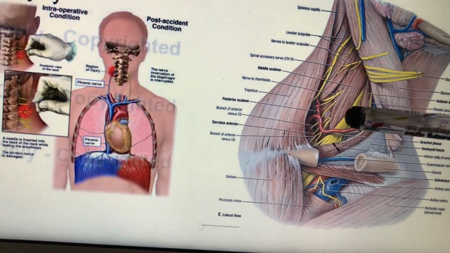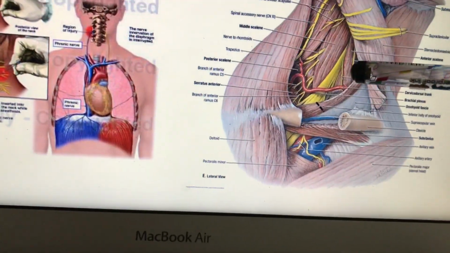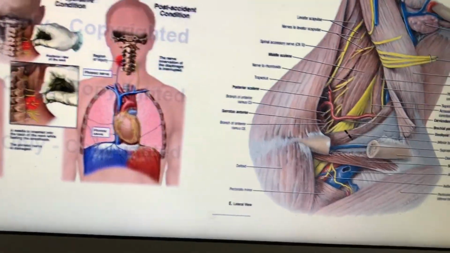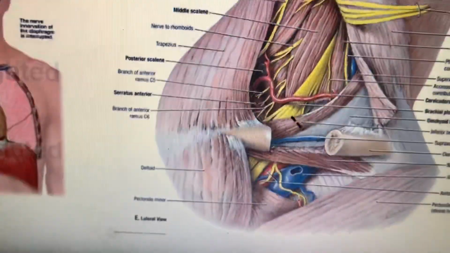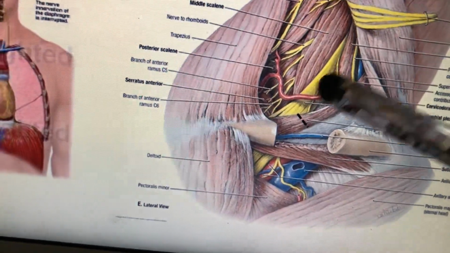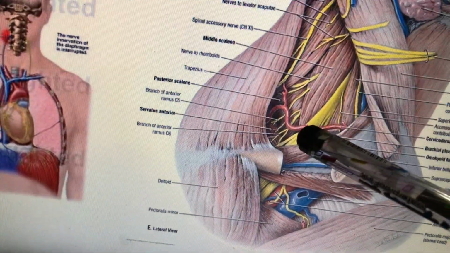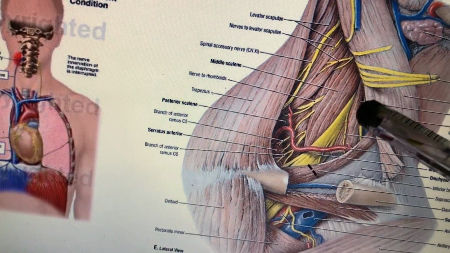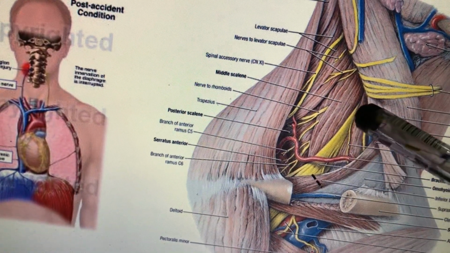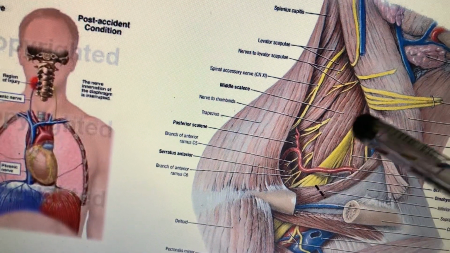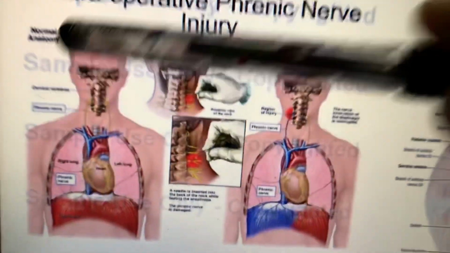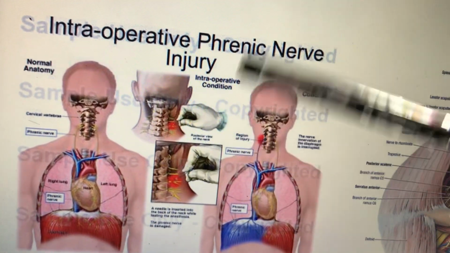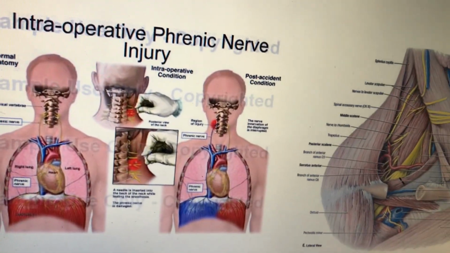This is the MCQ. And the next one, the most important MCQ, is between the scalenus anterior and the scalenus medius you will be having the trunk of the brachial plexus. You can see the trunk of the brachial plexus is here, and on the scalenus anterior you can see the phrenic nerve is lying. So if there is any accidental injury, intraoperative injury, this leads to the paralysis of the diaphragm. So this is the intraoperative injury of the phrenic nerve.